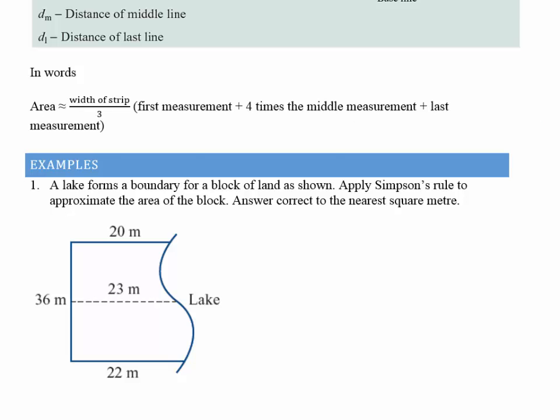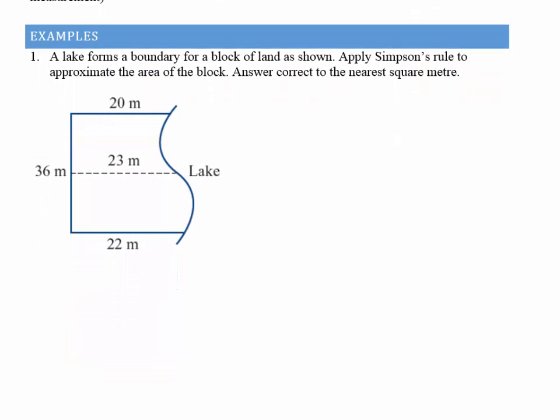Let's have a look at how we go about using this in actual practice. Here's an example. A lake forms a boundary for a block of land as shown. Apply Simpson's rule to approximate the area of the block. Answer correct to the nearest square metre. So we write down our formula. We go to our formula sheet and we write it down: the area is approximately equal to h on 3, and it's the distance of the first plus 4 times the distance of the middle plus the distance of the last.